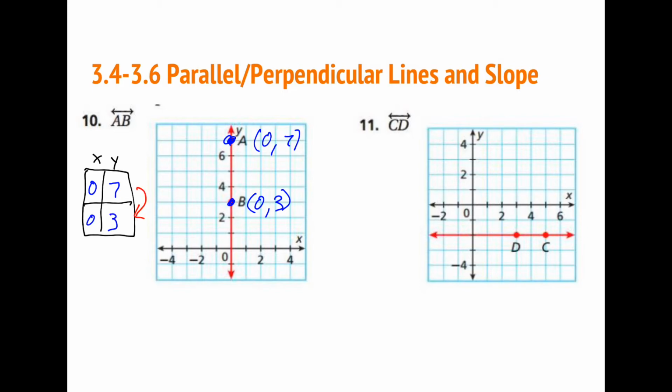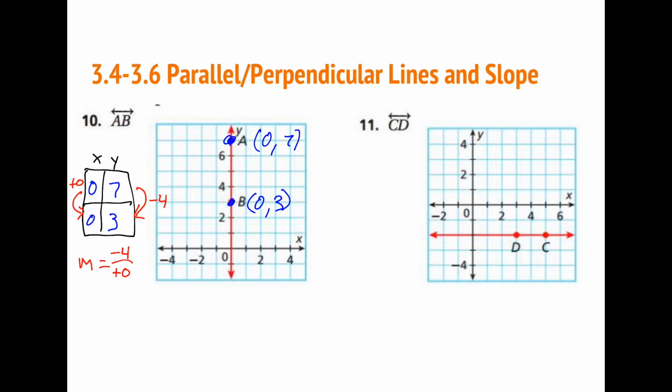So how is y changing? How do I get from 7 to 3? Well, I will be subtracting 4. So that's going to be my numerator, go on top. And how do I get from 0 to 0? Well, that is adding 0 once again. So now I'm going to put a +0 on the bottom.